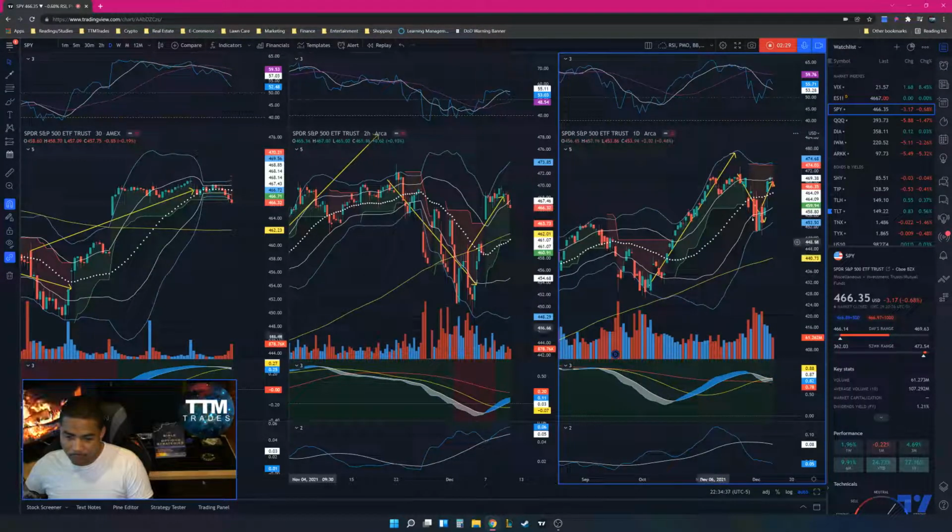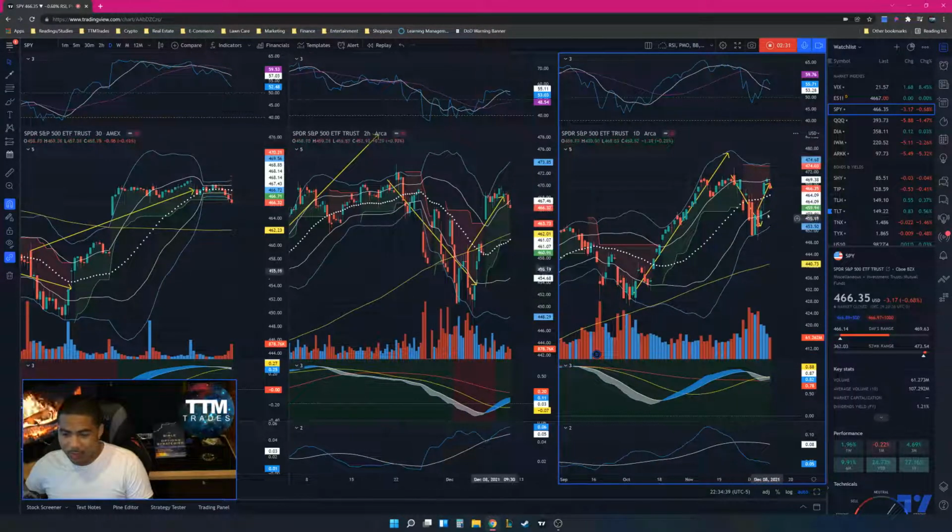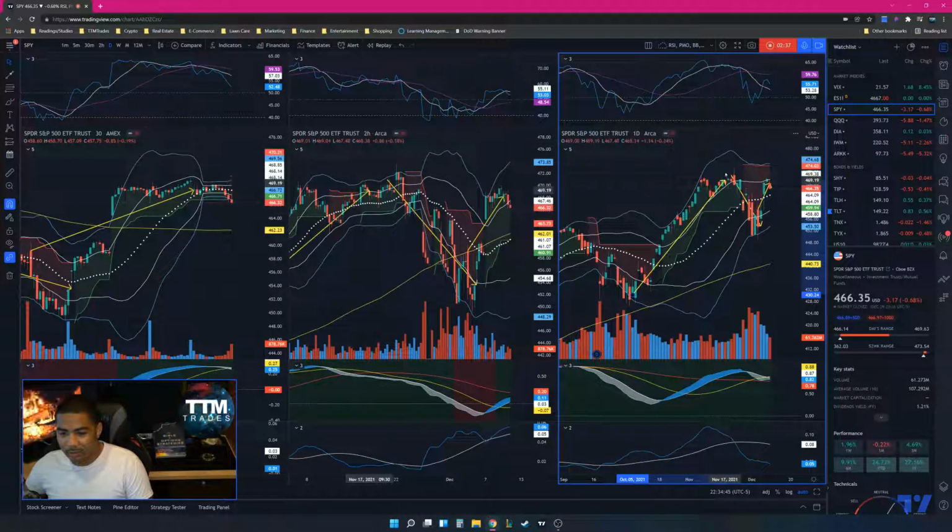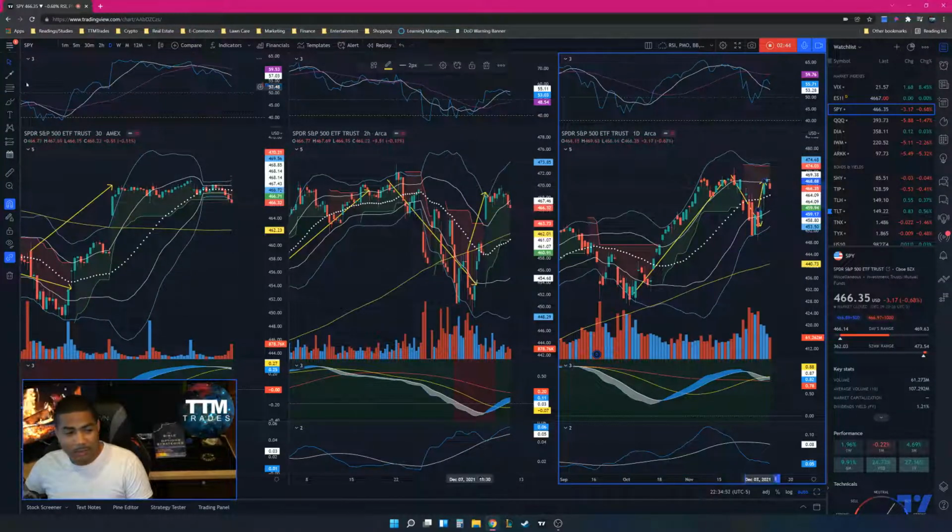All right. As you can see here, on the return to get back above that top one standard deviation Bollinger Band on that third leg up, you can see it struggled to get back above it. And now we're possibly looking at the completion of the M pattern to come back down.